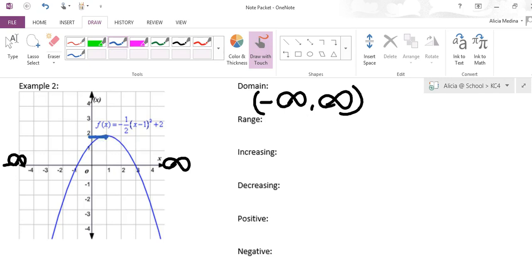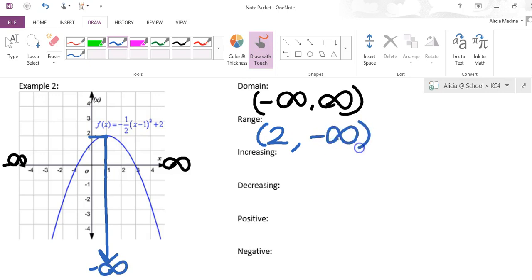So I know that the highest value is going to be 2. But now I think of, is this opening up or down? These values are opening downward, which means this is going down to negative infinity. So my range is going to be down to negative infinity. Where is the graph increasing? Well, I see that my function is starting off down here in negative infinity, and then it's going up. But again, I have to use the x values. So all of these x values is increasing until I get to that x value of 1.